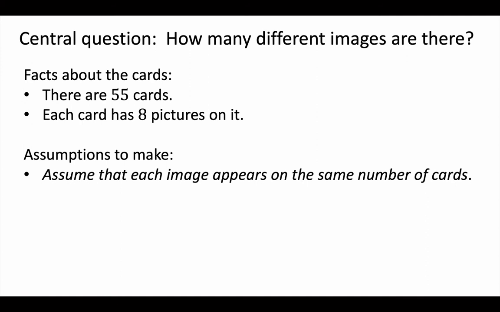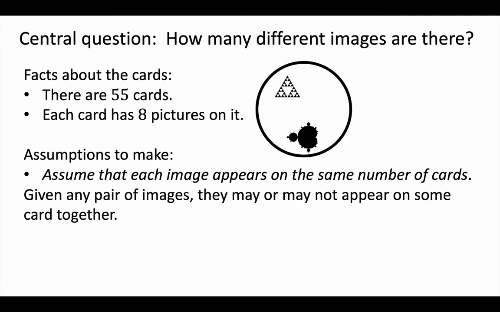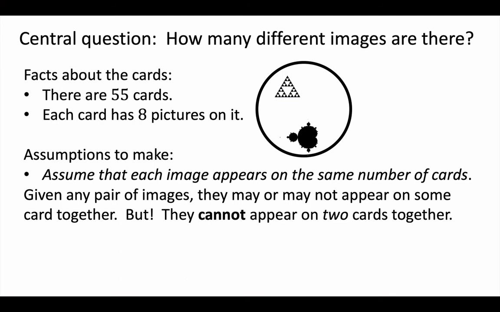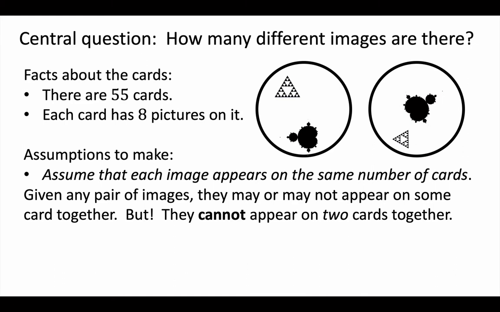For our second assumption, we need to make an observation first. If I have any pair of images, let's say we have the Sierpinski triangle and the Mandelbrot set, they might or might not appear on some card together. We don't know. But we do know that there can't be a second card that has these 2 images on it. Because if there were another card like this, and the card on the left was the center card, and the card on the right is my card, then I have 2 ways of winning this particular card, because there would be 2 matching pictures, and that violates the 1 matching picture condition.